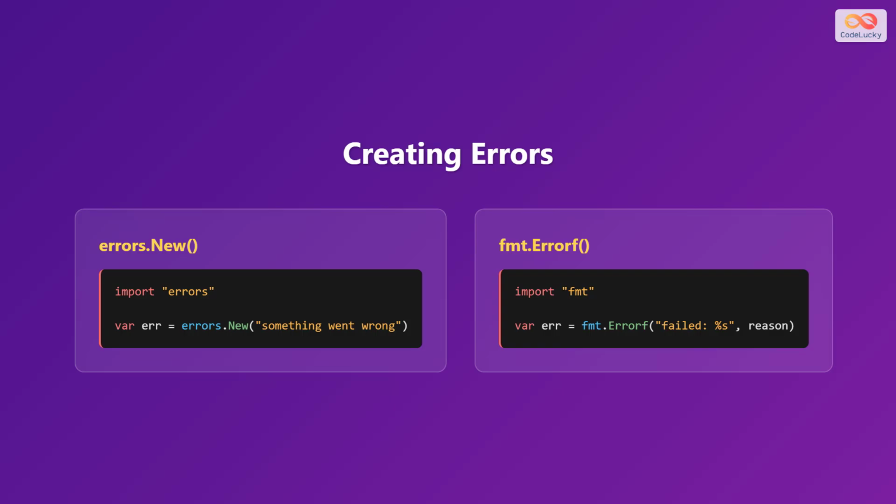The second way is using the fmt.Errorf function. Import the fmt package and then call the Errorf function, passing in a format string and any arguments to be formatted into the error message. This is useful for creating more descriptive errors that include additional information. For example, you could declare a variable err and assign it the value fmt.Errorf("failed: %s reason").